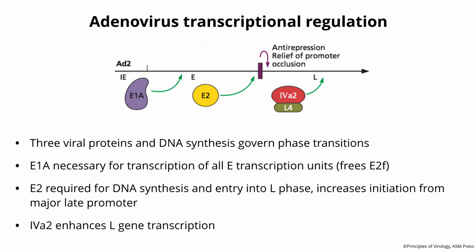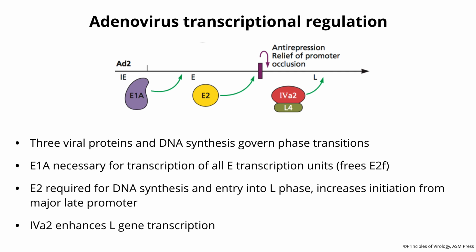So E1A is necessary for the transcription of all the early units. These early transcription units, and I'll show you what they look like in a moment, they all require E2F, and that's the function of E1A, is to free up E2F. So the early units now make another set of proteins. This is called the E2 proteins, and these are sort of like the T antigen of SV40. They are required for DNA synthesis and entry into the late phase.